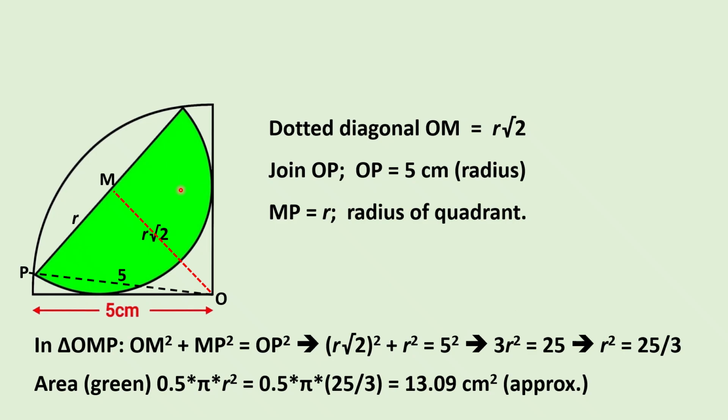So the green area, which is a semicircle, would be given by 0.5 into pi R square. Full circle is pi R square, semicircle is half pi R square. R square is 25 by 3, so 0.5 into pi into 25 by 3, and when you calculate you get approximately 13.09 square centimeters. So the required green shaded area of the semicircle is 13.09 square centimeters.